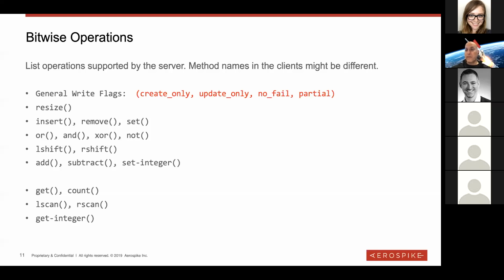If this is a bit field, that means position has meaning. So certain bytes might be a register or something, and you can add, subtract, or set the integer in a specific sequence of bytes. You can get all the bits that are raised. You can count them. You can left scan or right scan for the first bit that is raised, and you can tell it you want to scan for the first 1 or the first 0. And you can get the integer at a specific location of bytes.